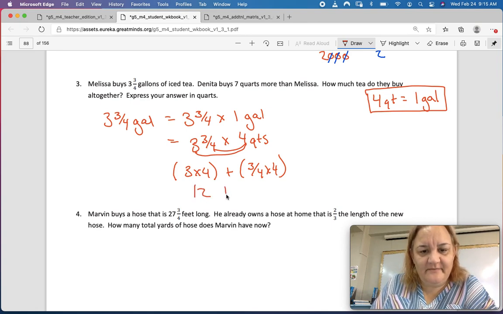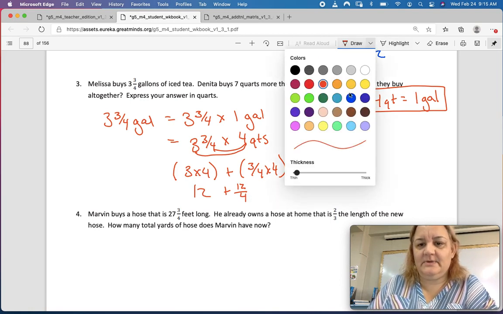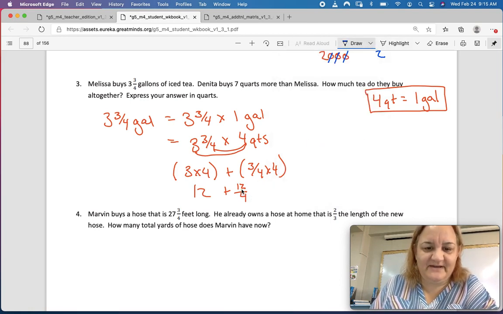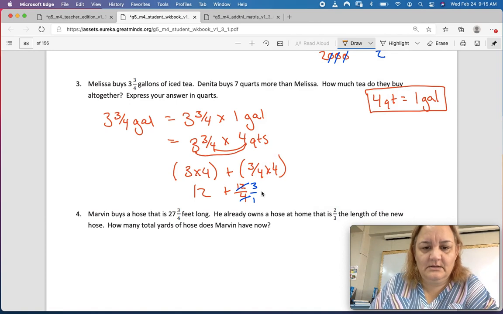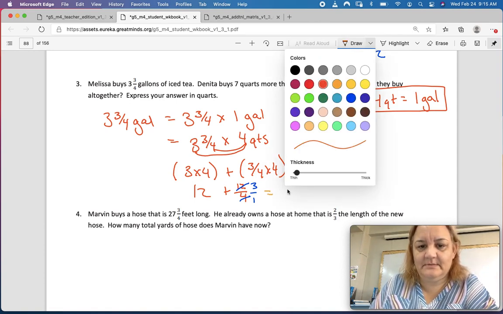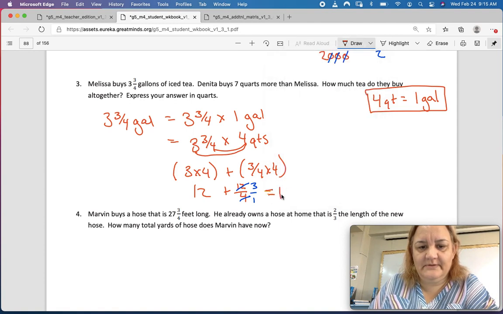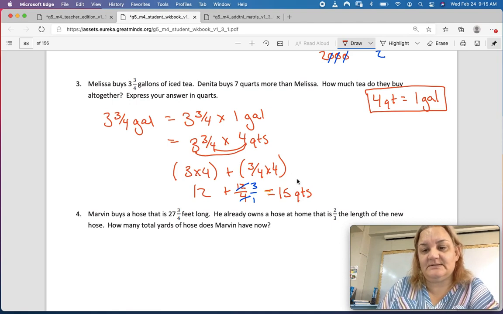I got 12 plus 12/4, and we can simplify that right away. 12/4, if we divide both by 4, 12 by 4 is 3, 4 by 4 is 1, okay, that just equals 3. And our new answer there is 12 plus 3 is 15. 15 quarts. So Melissa bought 15 quarts.